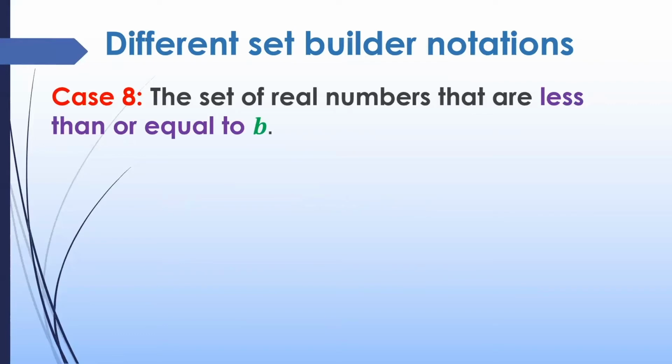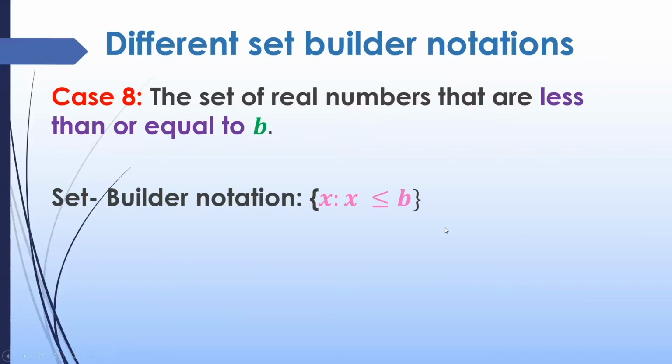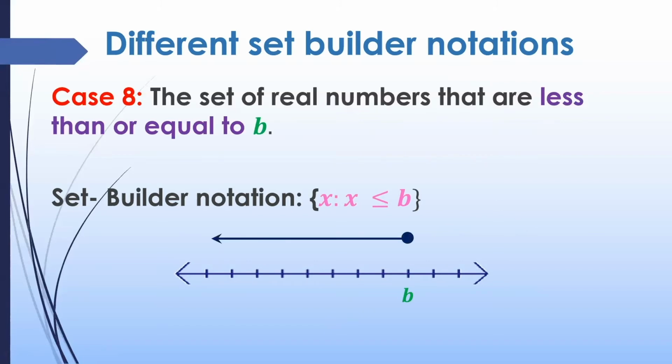For the last case, the set of real numbers which are less than or equal to B. Can you try to think how you're going to write it in set builder notation? Yes, this is how we write it. X such that X is less than or equal to B. And on a number line, do you still remember how we can represent it? Yes, we are going to have a shaded circle at B, and my arrow would point towards the left.